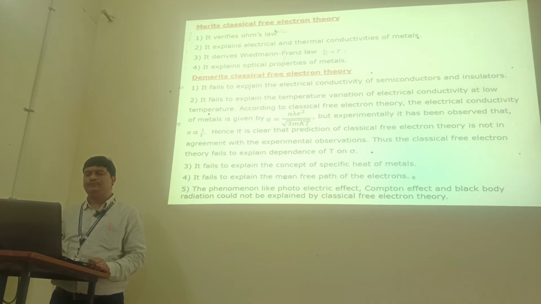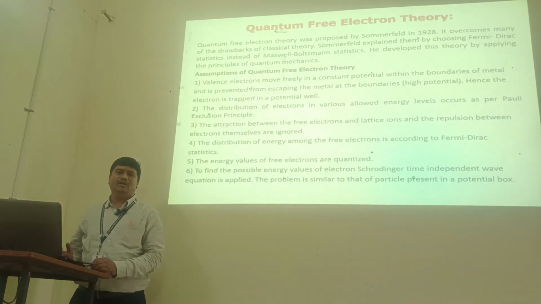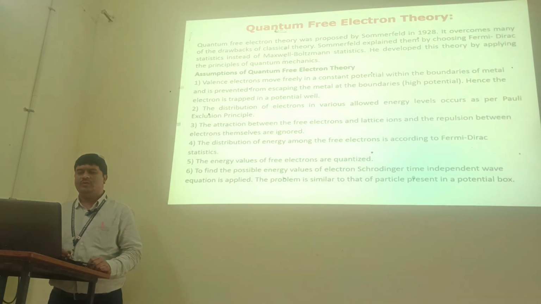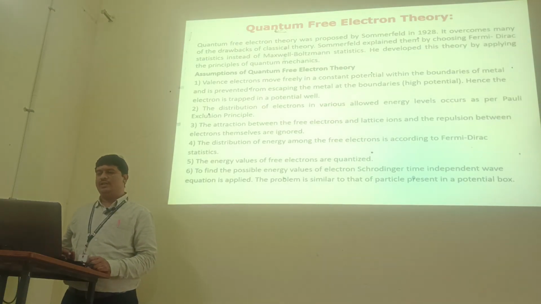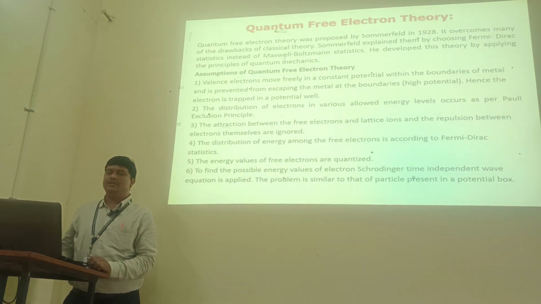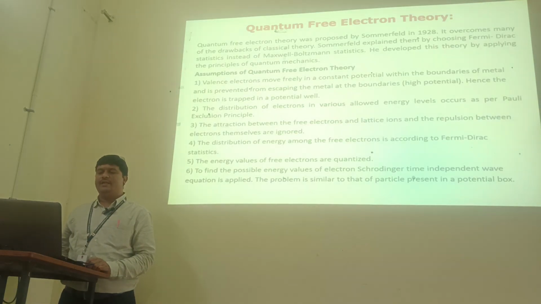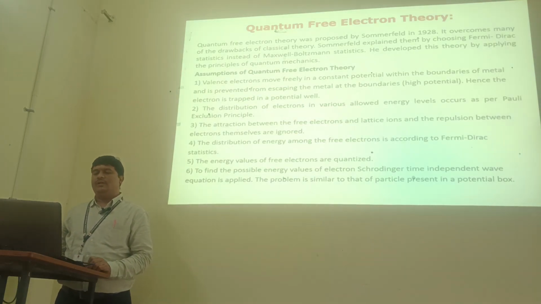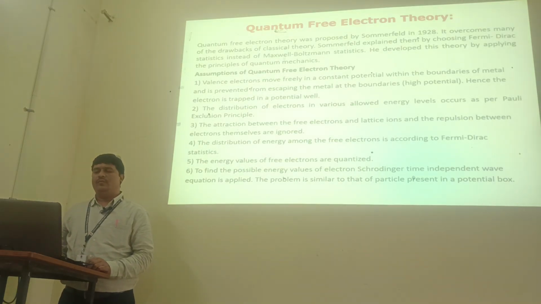Next, quantum free electron theory. To overcome the classical free electron theory, Sommerfeld proposed a theory known as quantum free electron theory in 1928. It assumes that the valence electrons move freely at a constant velocity within the boundaries of the metal and are prevented from escaping the metal at the boundaries. Hence, the electrons are trapped in a potential well.